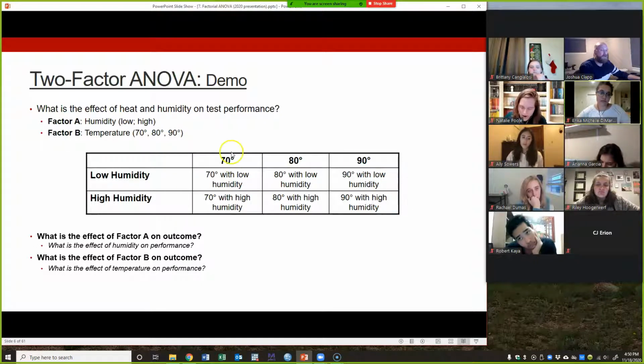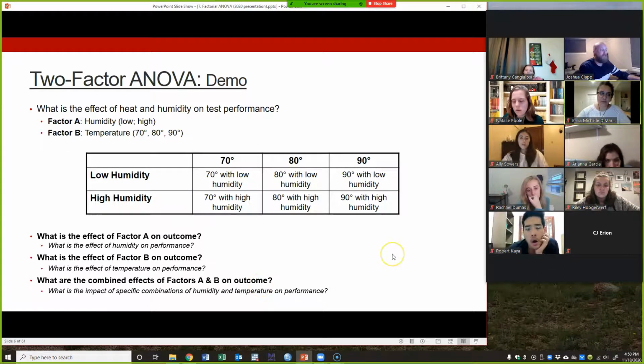So I've got comparisons against 70 degrees, 80 degrees, 90 degrees. I'm ignoring humidity, and I'm just taking the average performance of people at 70, average performance of people at 80, average performance of people at 90. Okay, so I've got a main effect of humidity, I've got a main effect of temperature, and then what I can ask is what the combined effects of factor A and B are on my outcome.